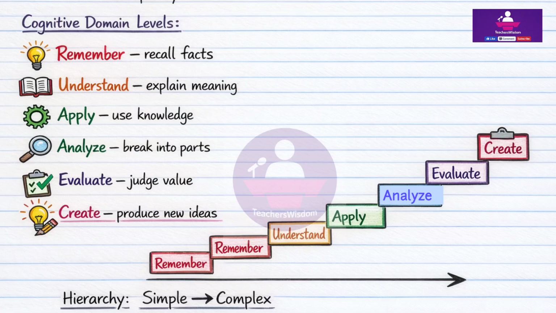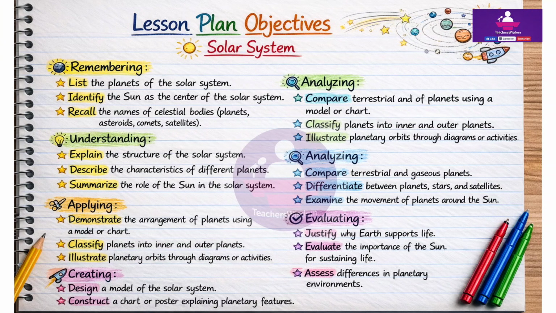Last is create, which is the highest level, and it is also called synthesis. It means producing new ideas or product. So key verbs are create, design, construct, develop, and formulate. Now we will discuss one by one how we can frame lesson plan objectives by using all these action verbs. Let's discuss. So first is remembering.